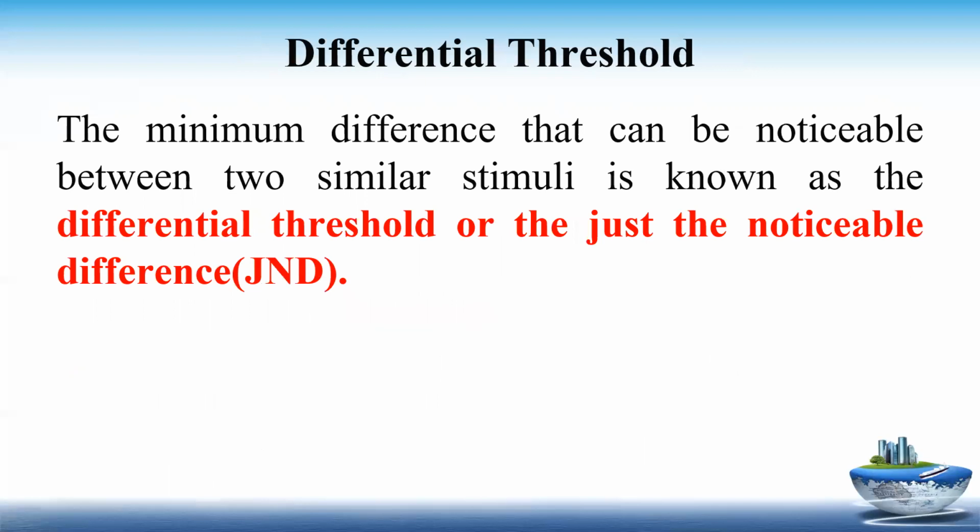Now the second thing that we should know is the differential threshold. In the previous one, we saw it is just the difference between something and nothing. So here it is about the minimum difference that can be noticeable between two similar stimuli, and that is known as the differential threshold, or just noticeable difference. So we call it JND. There should be just a noticeable difference. It should not be much, meaning it should be nearby.